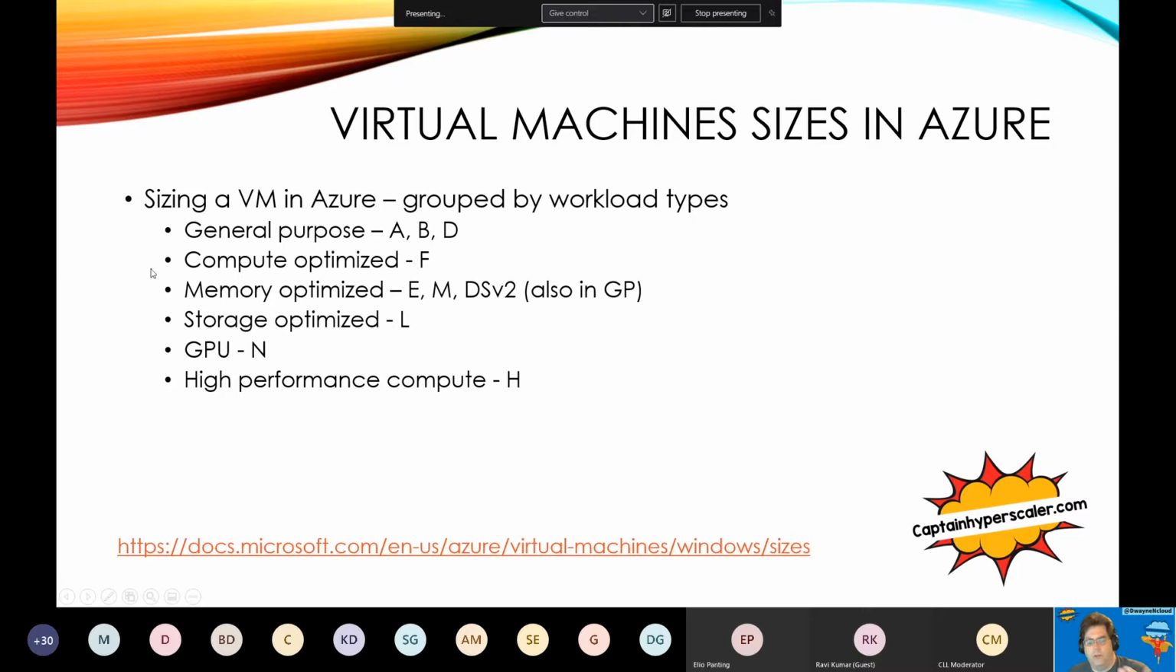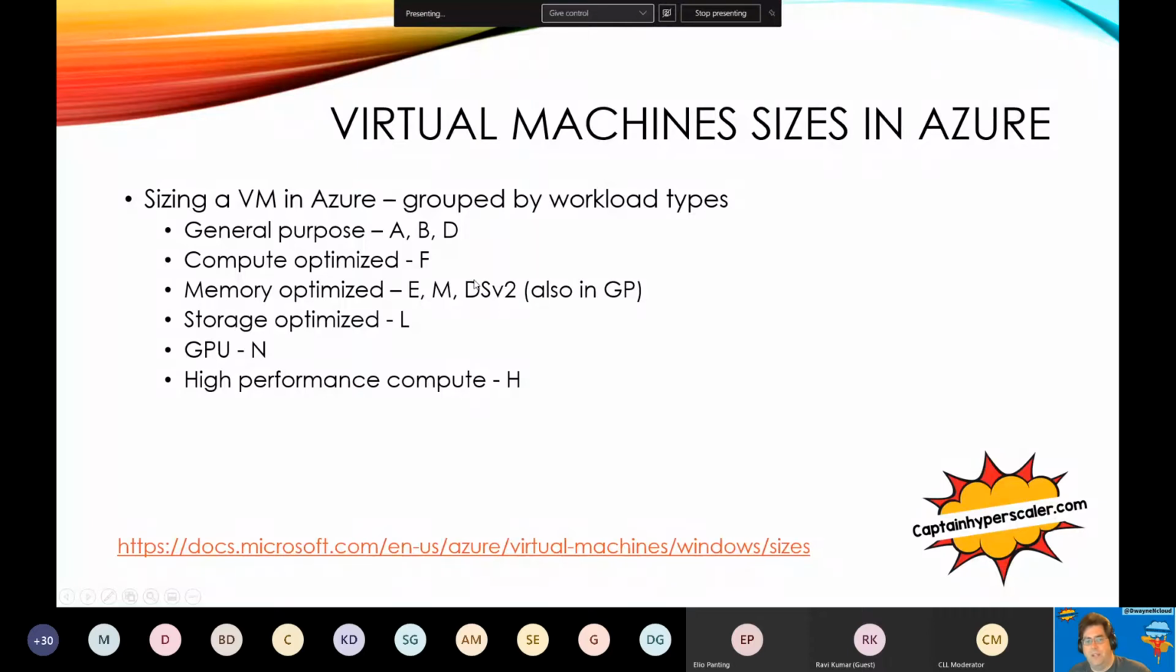Key point here when reviewing the chart is you can see that there is a D size series, the DSv2, that is in the memory optimized grouping. It's the only D series that falls into that memory optimized, but the D series is also in the general purpose. So if you get a question of you need a general purpose machine that's memory optimized, it's probably a good idea to know that this is the machine to discuss and to know.